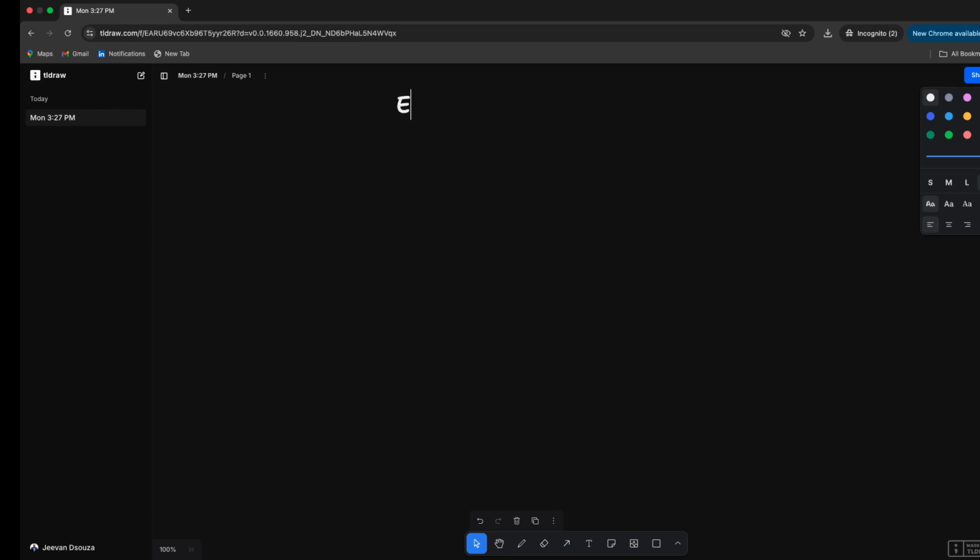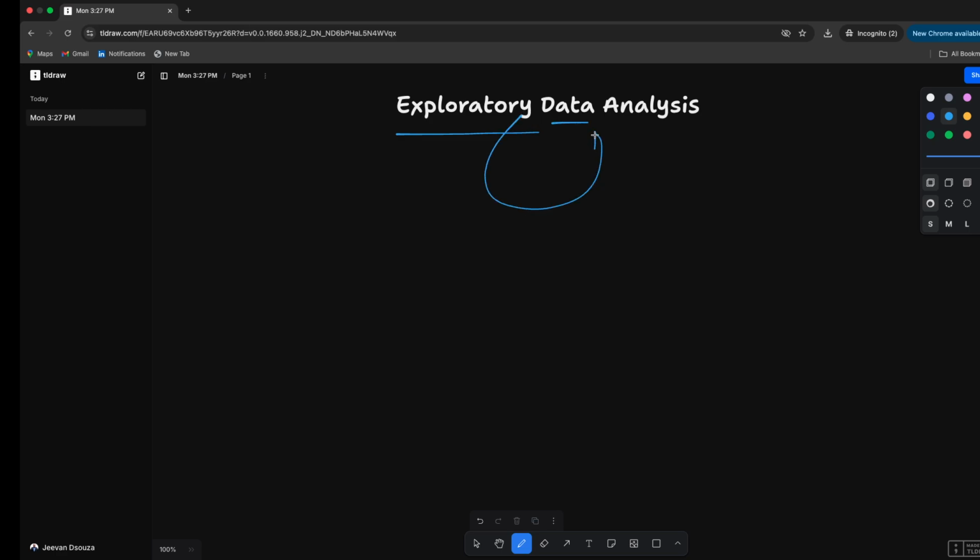The first thing that we are going to study is exploratory data analysis. As the name suggests, in this we will be exploring data. The word explore means we are going to explore how our data is being given to us, and then we'll try to perform a little bit of analysis as well.